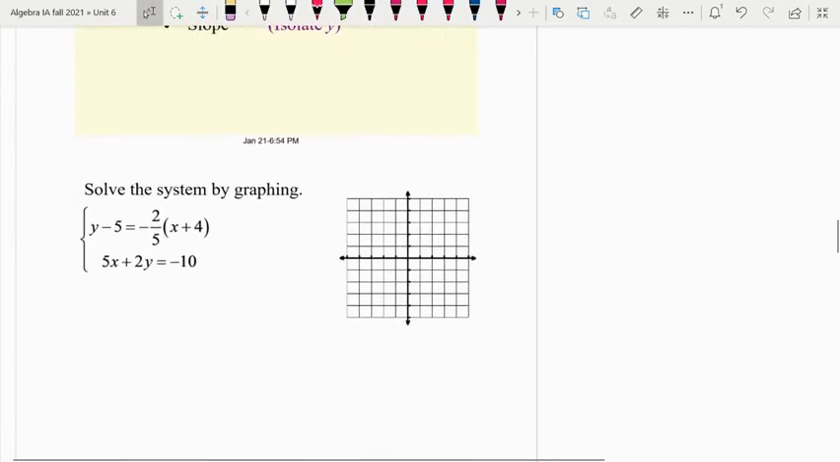All right, let's see here. So this first one is in point-slope form. My point would be (-4, 5), and my slope is -2/5. So I'm going to go back 4, 1, 2, 3, 4, up 5, 1, 2, 3, 4, 5. And slope is -2/5, which means down 2, right 5. Down 2, right 1, 2, 3, 4, 5, somewhere in there.